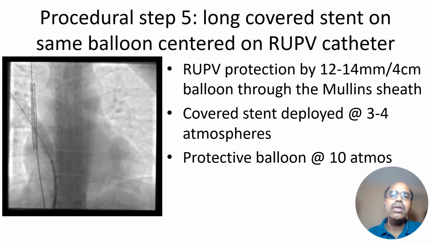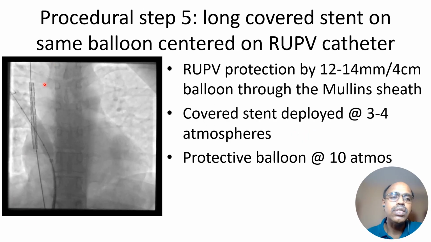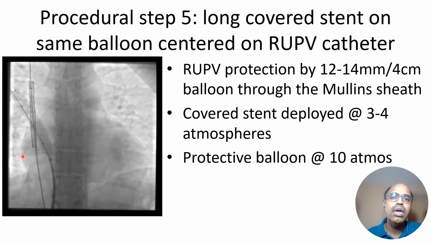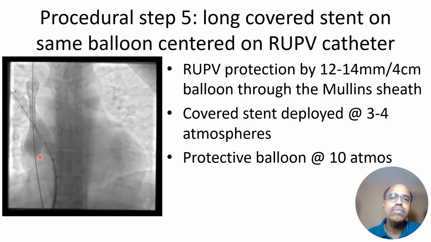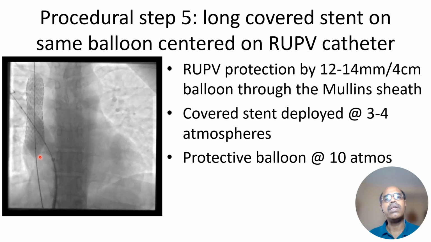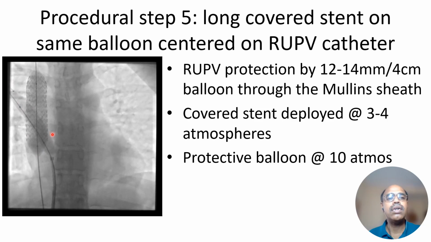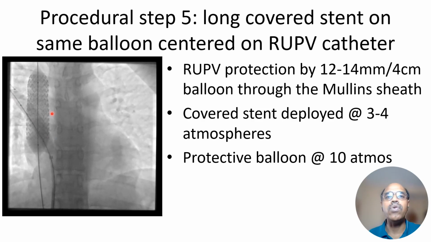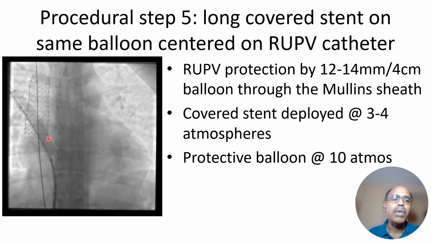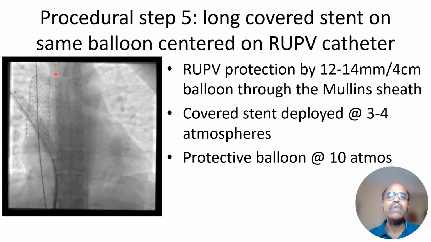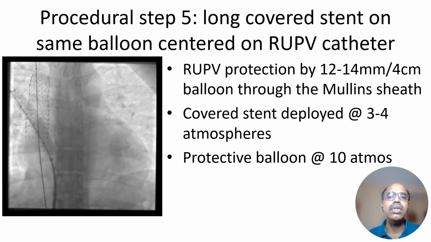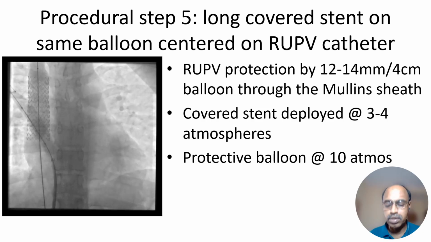The next step will be to put in a long covered stent on the same balloon and deploy it across the SVC-RA junction. If you have any concerns about the pulmonary vein getting partially occluded, you can put in a protective balloon on the back. The protective balloon is typically a 12 to 14 millimeter long balloon, whereas the covered stent balloon is the same as the balloon that was used for interrogation. The protective balloon is inflated at around 10 atmospheres, whereas the long covered stent is often deployed at 3 to 4 atmospheres.